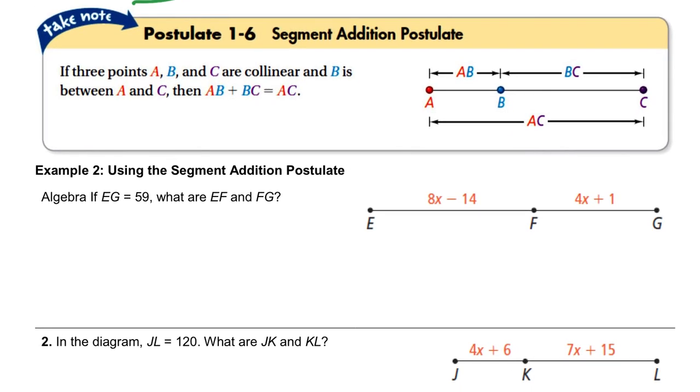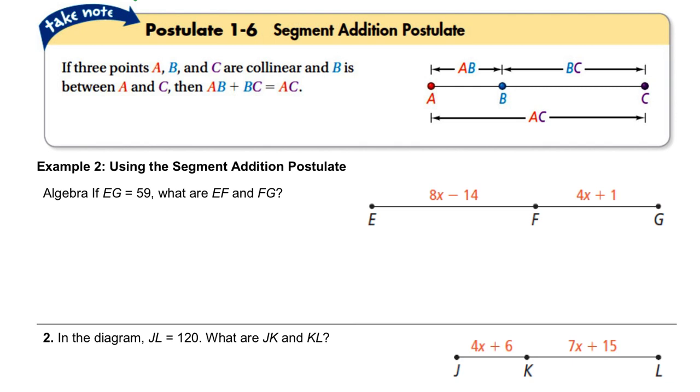The next postulate we talk about is postulate 1.6, the segment addition postulate. And it states that if 3 points, A, B, and C, are collinear, and B is between A and C, that means that the length of segment AB plus the length of segment BC equals the length of segment AC. So we're going to use equations to help us solve problems that involve adding segments together.